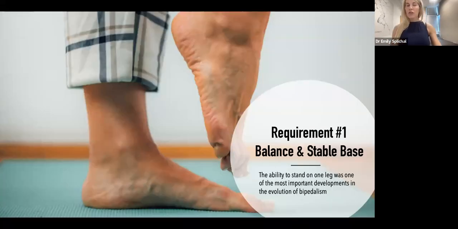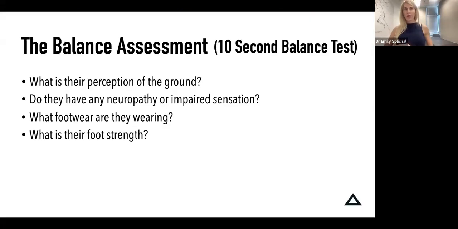All right, so that first requirement, you gotta be able to stand on one leg and balance. You need a stable base, right? So the ability to stand on one leg was one of the most important developments in the evolution of bipedalism. Here we go. Can your client stand on one leg for 10 seconds? That is your minimum balance assessment, right? The baseline, can you stand on one leg for 10 seconds?